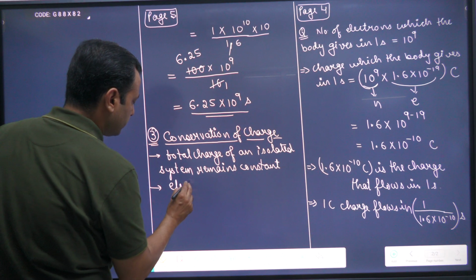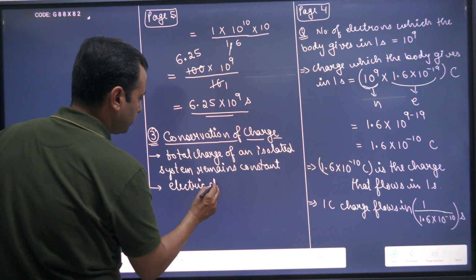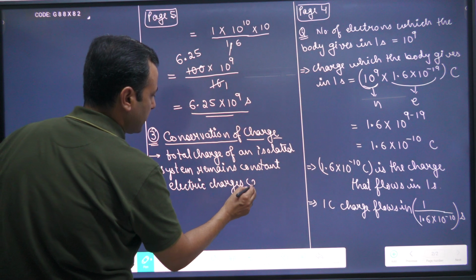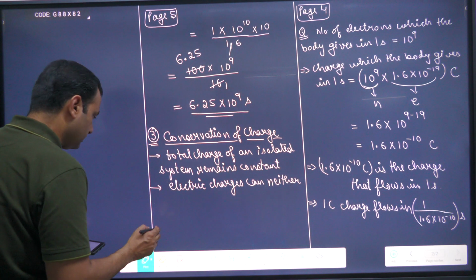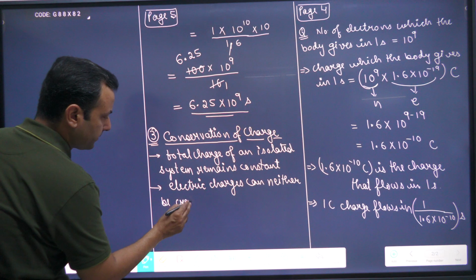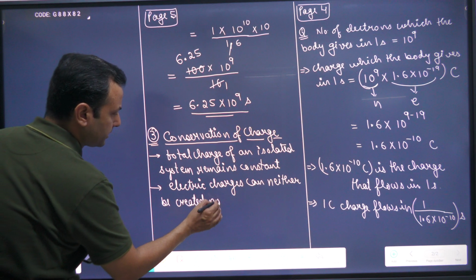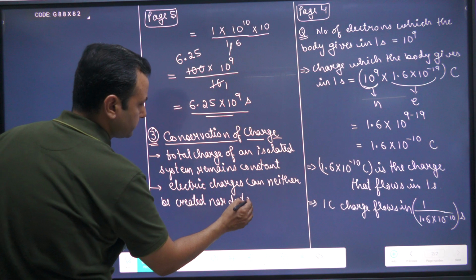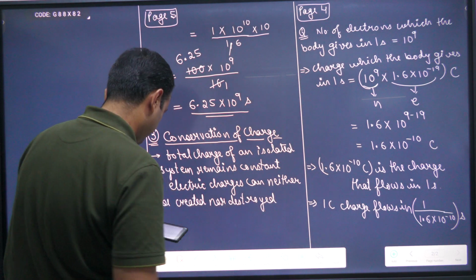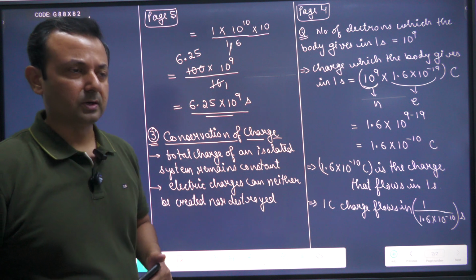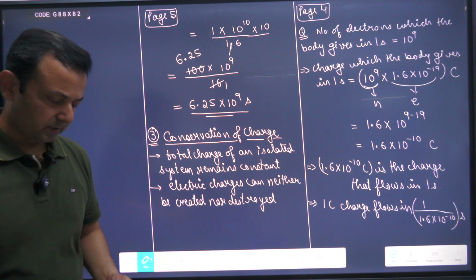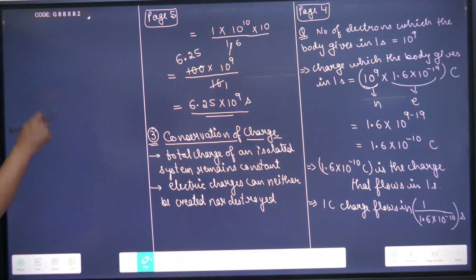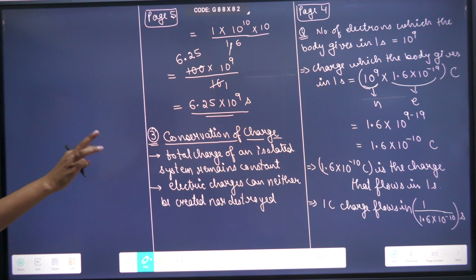Next point, electric charges can neither be created nor destroyed. They can only be transferred from one body to another. The electric charge can be only transferred from one body to another body. All right. So these were the three basic properties of electric charges.